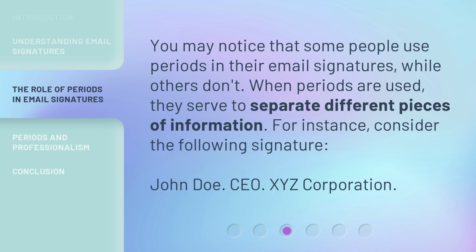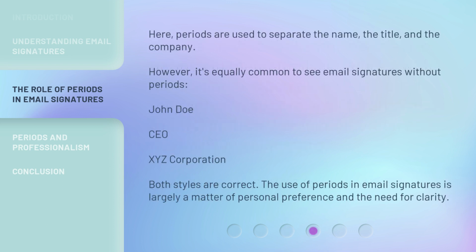For instance, consider the following signature: John Doe, CEO, XYZ Corporation. Here, periods are used to separate the name, the title, and the company. However, it's equally common to see email signatures without periods. John Doe, CEO, XYZ Corporation.